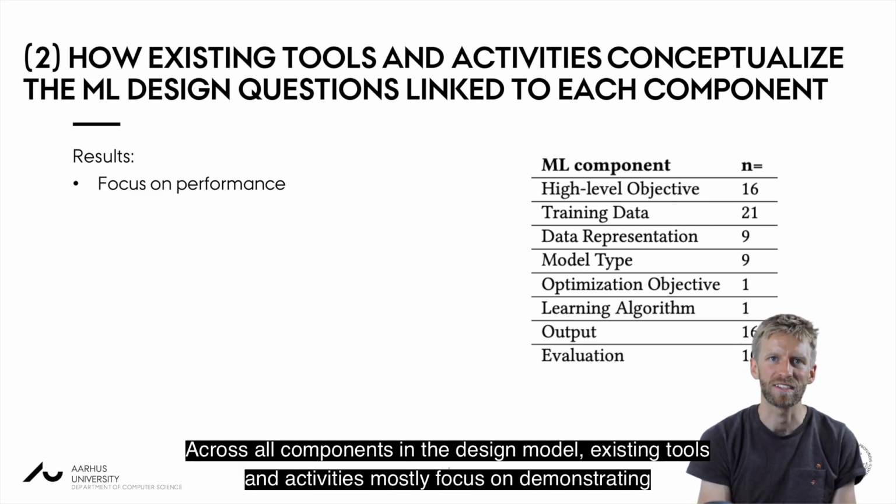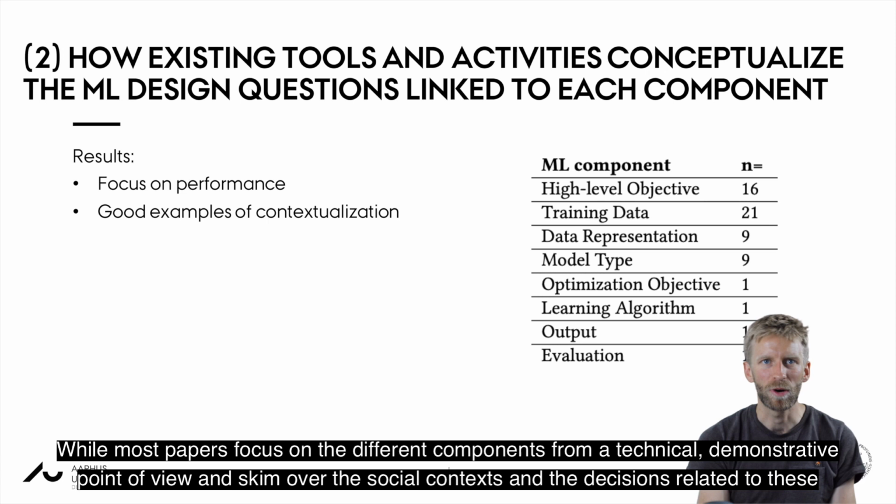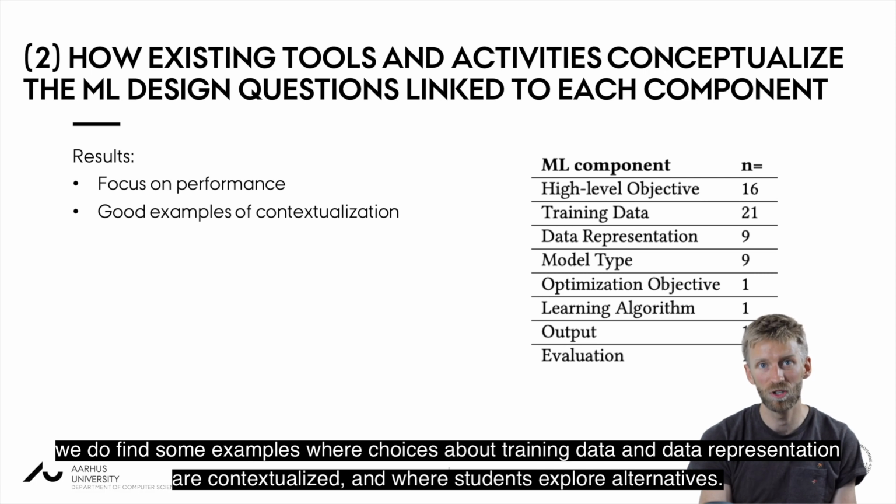Across all components in the design model, existing tools and activities mostly focus on demonstrating how machine learning is used and on creating the best performing model possible. While most papers focus on the different components from a technical, demonstrative point of view and skim over the social context and the decisions related to these, we do find some examples where choices about training data and data representation are contextualized, and where students explore alternatives.